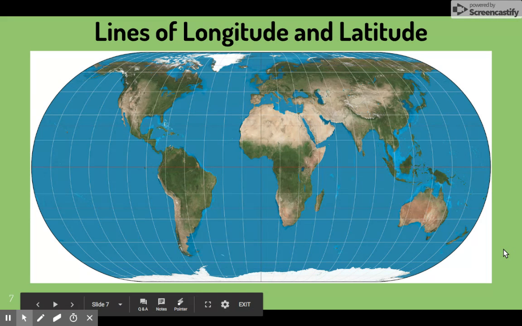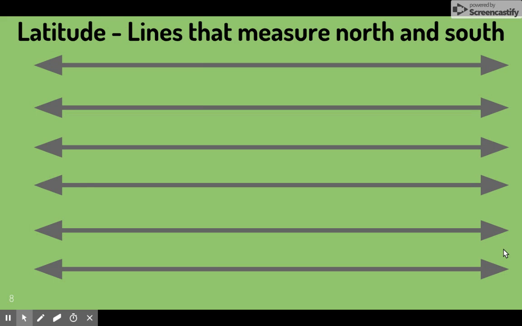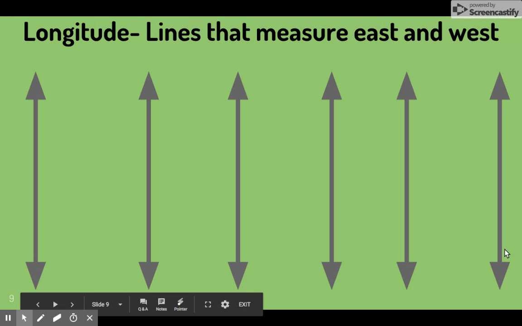We are now going to take what we learned yesterday and apply it to another important component of geography, lines of longitude and latitude. These lines are essential for determining absolute location. It's important to remember that these lines are invisible, but are universally agreed upon as a way to express location. Lines of latitude are lines that measure north and south, while lines of longitude are lines that measure east and west.